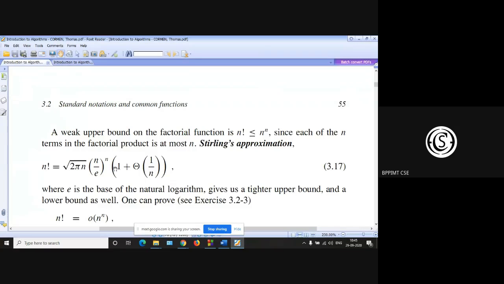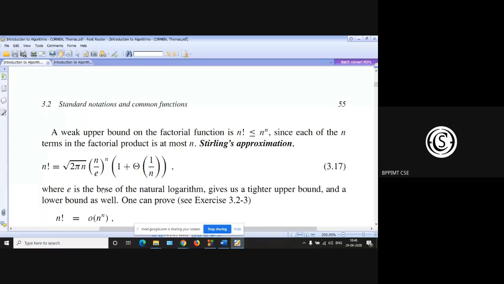Now the right hand side is a function of n. So what will be the highest growing function? If we break the equation's right hand side, what will be the highest growing term? The fastest growing term? Which one? n to the power n. Yes, n to the power n is the fastest growing term.